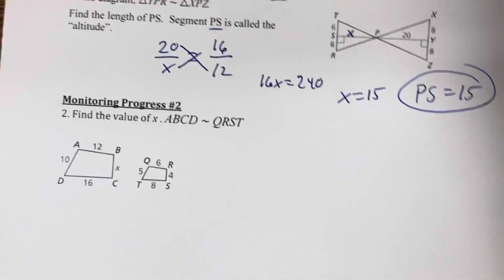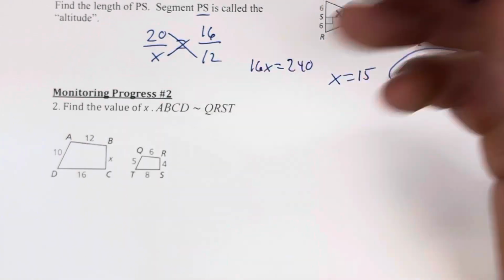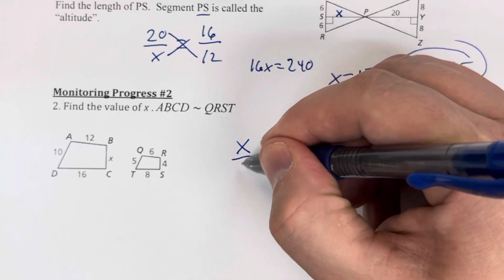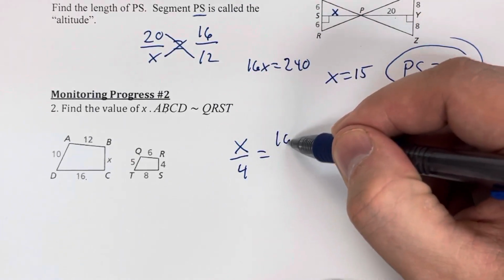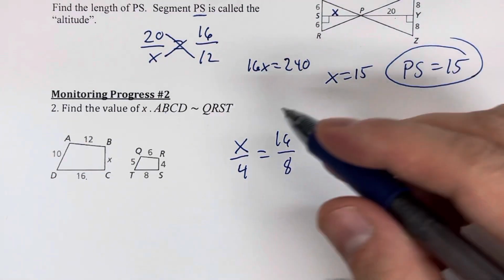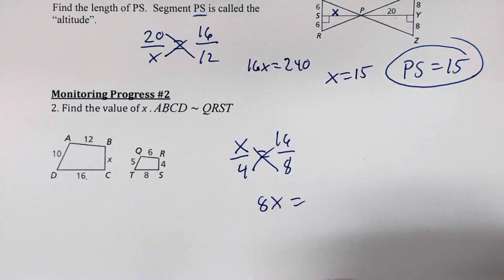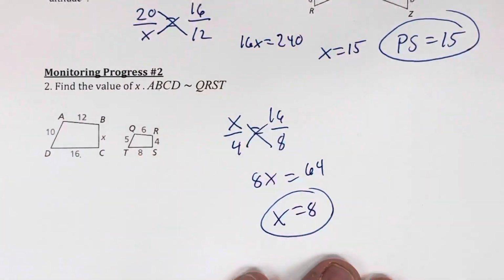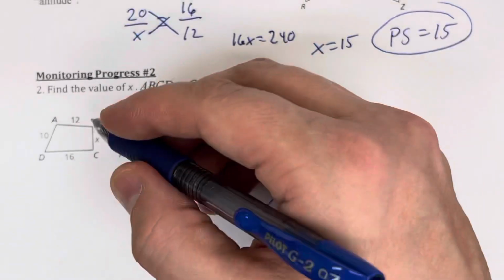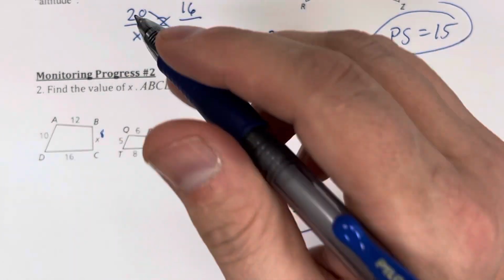All right, next one, find the value of X. Make sure we set up the corresponding parts. So BC corresponds with RS, which is kind of drawn that way. So we'll go X over 4 is equal to another set of corresponding parts. Let's go 16 over 8. Now we will cross multiply to solve. 8X equals 4 times 16. That's 64. Divide, and X is equal to 8. So we found that missing piece, and we notice it's double. This is 8, 4 times 2. 8 times 2. 5 times 2. 6 times 2. They all have the same ratio.